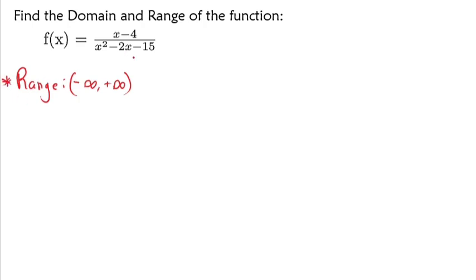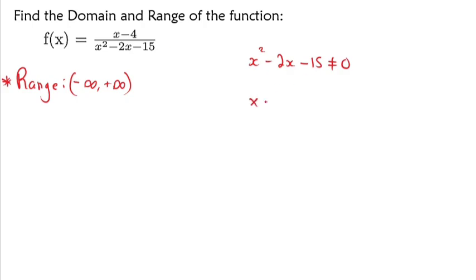So the domain must not, rather the denominator must not be 0. Then that's the possible values of x. So we're saying that x squared minus 2x minus 15 must not be 0. So in short, we should not have 0 in the denominator. So let's solve this quadratic equation.